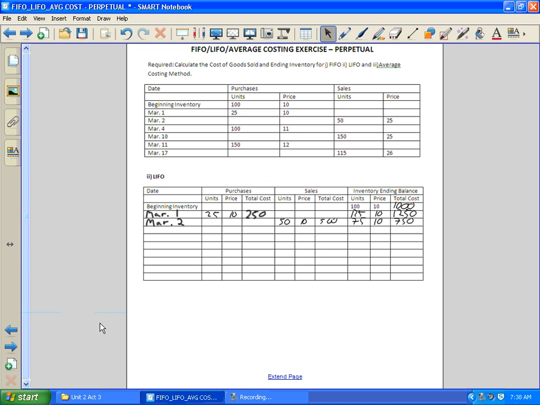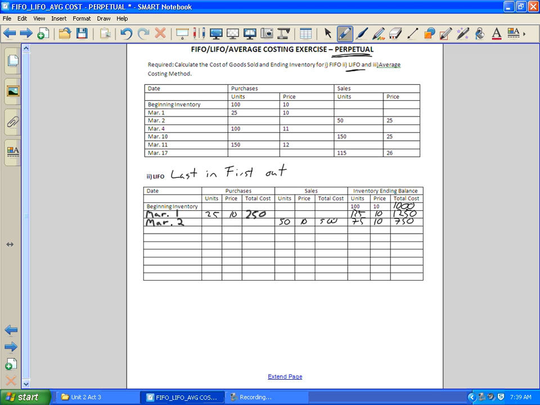Morning again, everybody. Here is our second video to walk us through perpetual inventory counting and costing systems. This time we're going to go through and do LIFO. You already watched the video on the FIFO. This time LIFO, which again stands for last in, first out, is going to be a little bit different than the previous video that we watched.